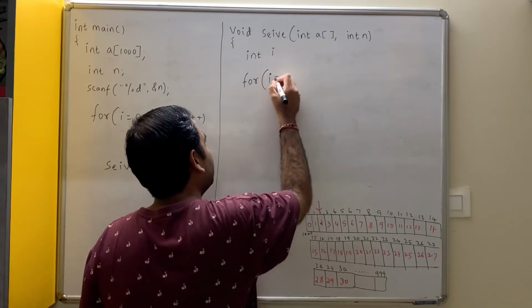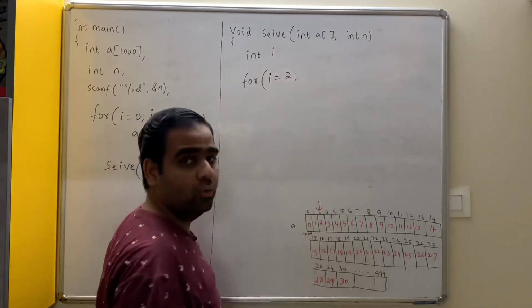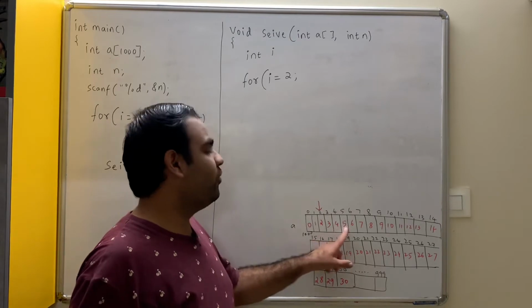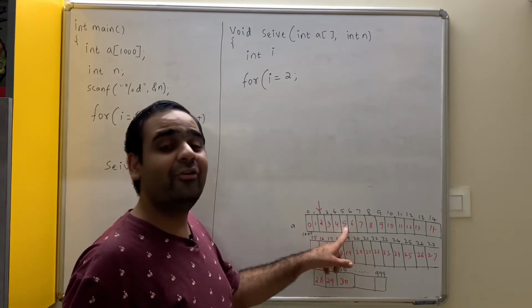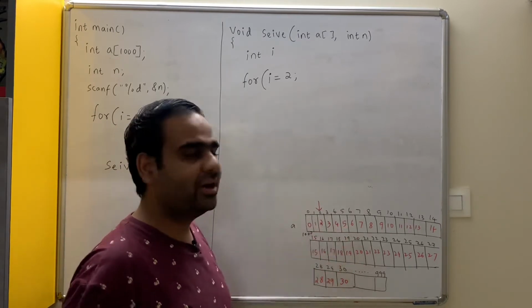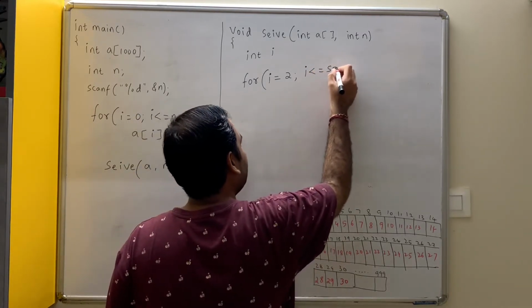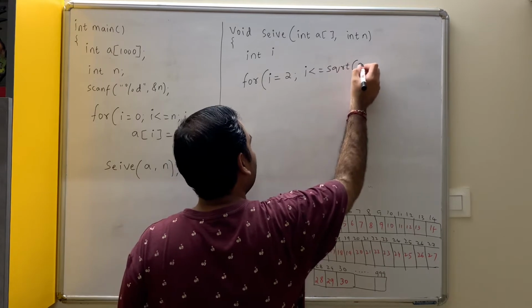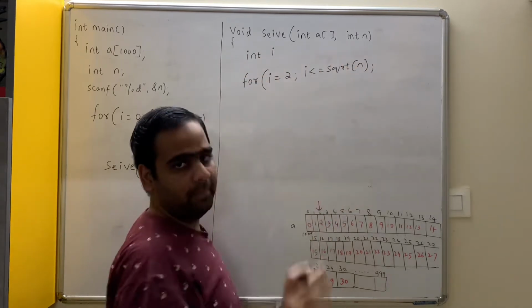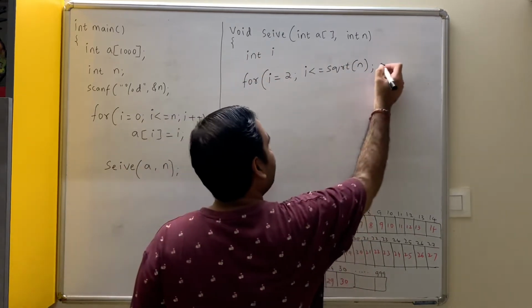Therefore, I write here the value of i starts from 2. Till what? Till square root of n. Are you getting it? Why square root of n? Because the least prime factor of a number is less than or equal to square root of n. Hence, I say i is less than or equal to square root of n, and appropriately include math.h. And I write here i plus plus.